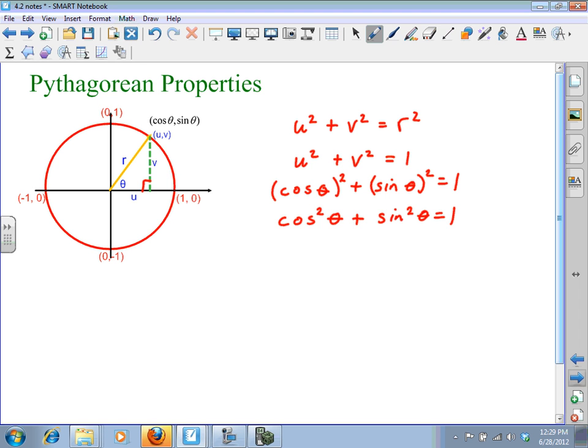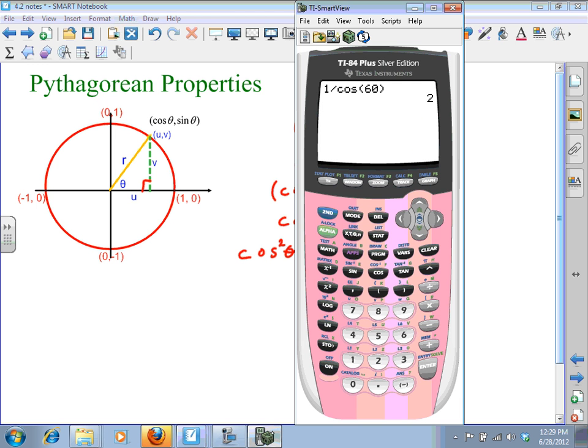So here's a little note to yourself. Cosine squared theta means cosine theta squared. And I want to point out on your calculator how that is actually entered slightly different even than that.